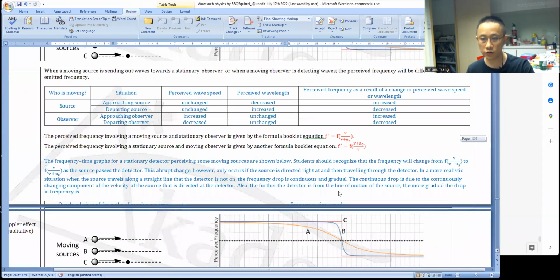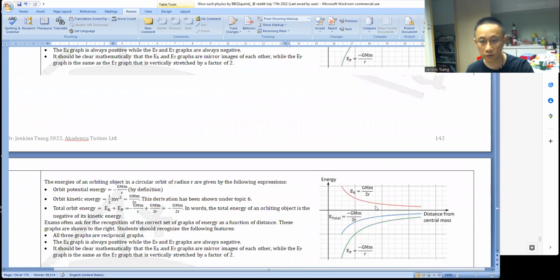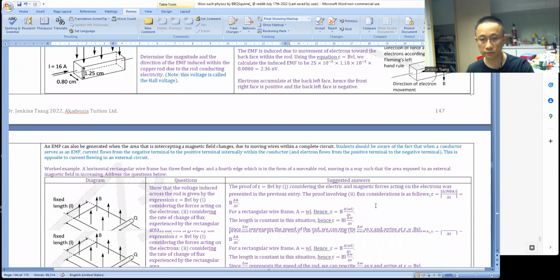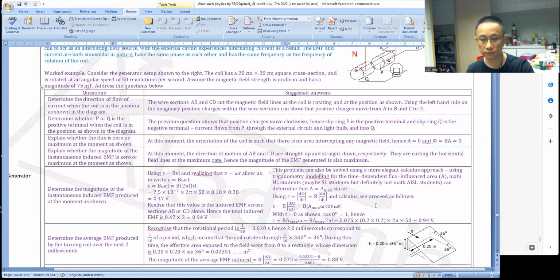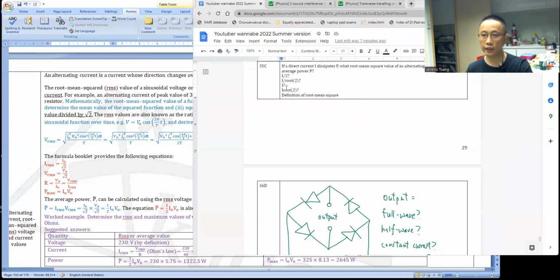So it's very important to just know the definition of root mean square current, which I'm going to show you right now. The root mean square value of a sinusoidal voltage or current corresponds to the value of direct current, or I guess voltage, that will provide the same power as the sinusoidal voltage or current. So again, the answer is just C.